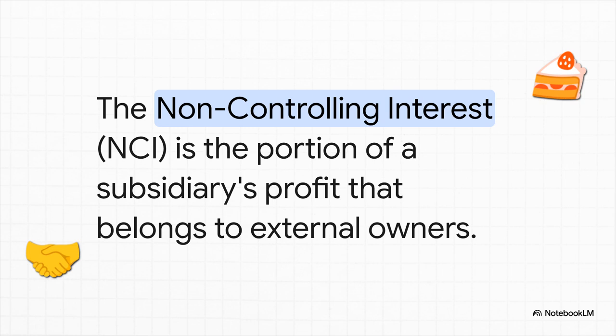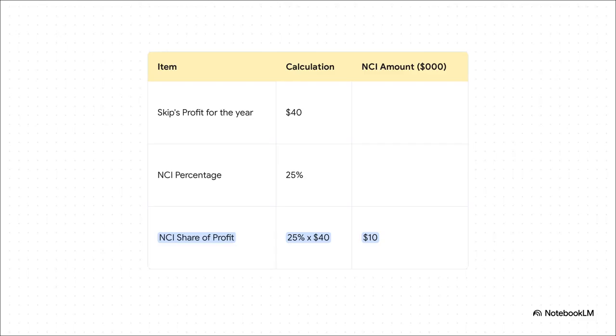And here's the tricky part. Even though the parent company consolidates 100% of the subsidiary's revenue and costs because it controls the whole operation, it can't claim 100% of the final profit. That profit has to be shared. And calculating this is actually pretty straightforward. If we look at our example, Skip made a profit of $40,000 for the year. The non-controlling interest owns 25% of that, so their share is simply 25% of $40,000, which works out to $10,000.